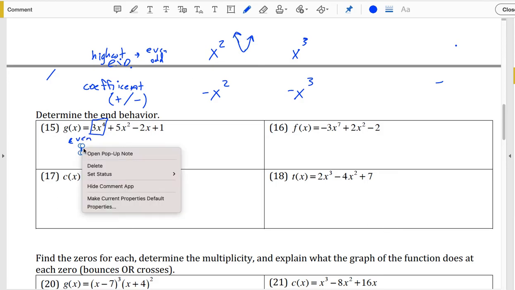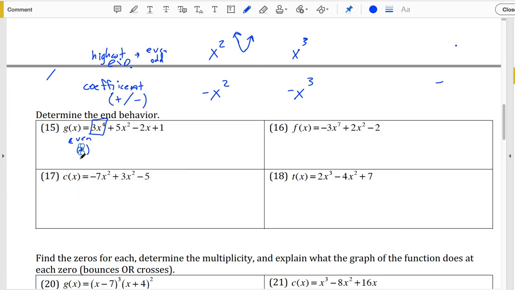It's even and positive leading coefficient. So even and positive means it matches the even and positive one of these four. And that rises both ways. So it rises left and right. So it rises both ways.